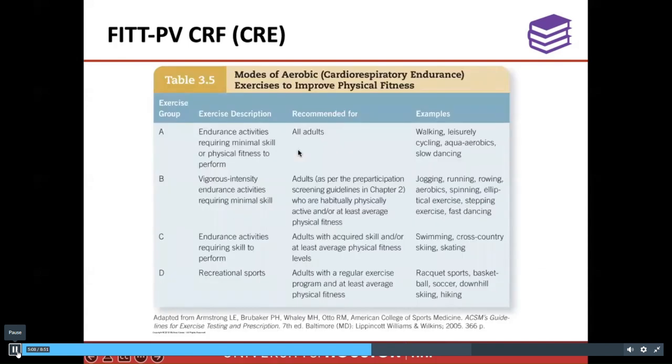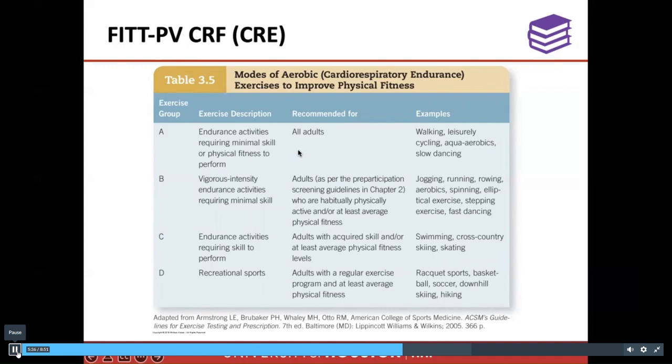This is table 3.5 from your book, and it just lists the different categories of cardiorespiratory exercises. So we have endurance activities requiring minimal skill, vigorous intensity exercises requiring minimal skill. And these are things like walking, running, being on a spin bike, and then endurance activities requiring skill to perform in recreational sports.